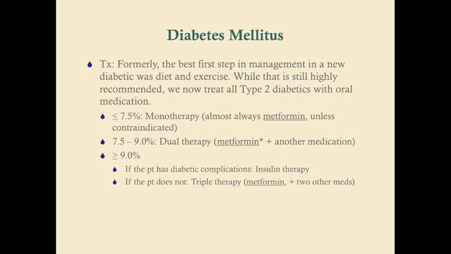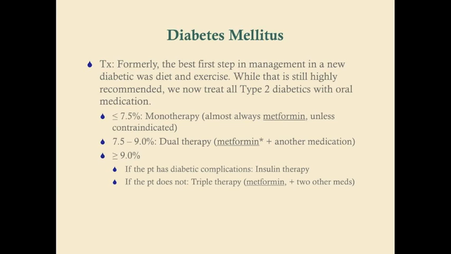Okay, so back to how we treat diabetes mellitus. Once a patient has established their diagnosis, we get an A1C level, and the old way used to be to just start diet and exercise and see if they come back. But the American Academy of Clinical Endocrinologists have said that usually fails, and so we should just start treating them medically as soon as they're diagnosed. With an A1C less than 7.5%, they should be on monotherapy. Almost always that's metformin unless it's contraindicated.